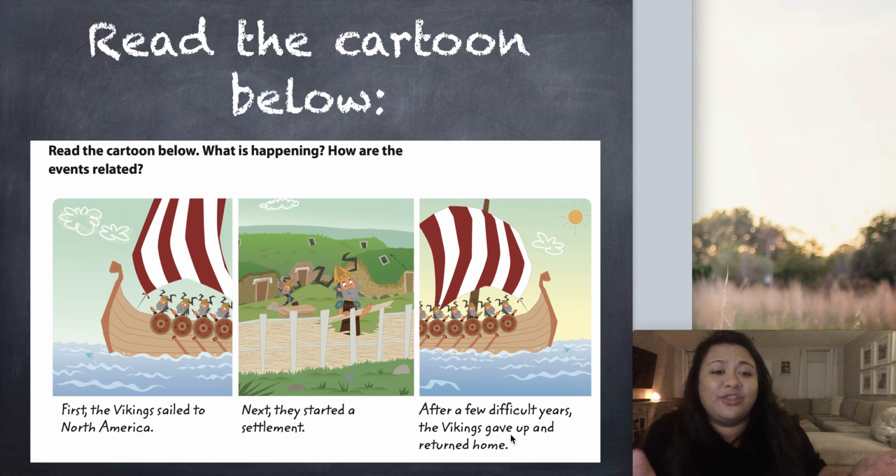Just imagine if all of these cartoons were kind of jumbled. And the first one that we got was this one where it said the Vikings gave up and went home. And then what if this one came next and the Vikings sailed to North America? And then they started a settlement. We would be so confused. We'd be like, what is going on? Right? So that's why we need to have things in order, why things are in a sequence. It helps us understand what the text is saying and what's most important.